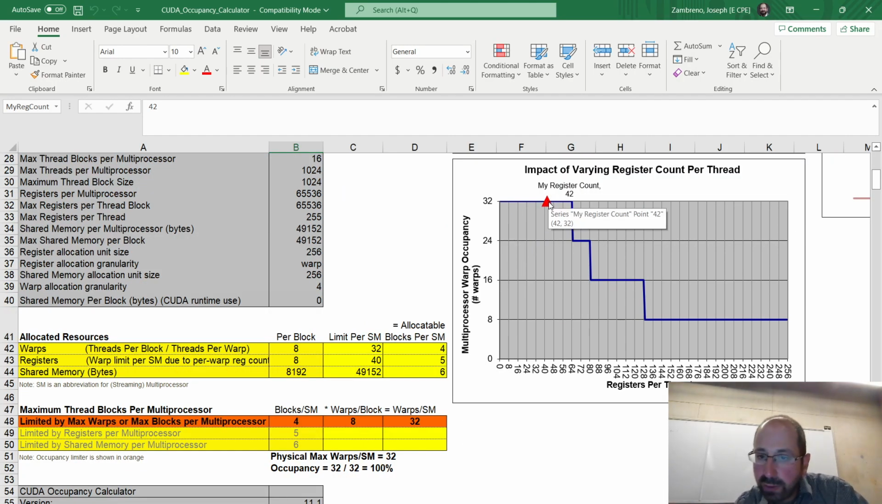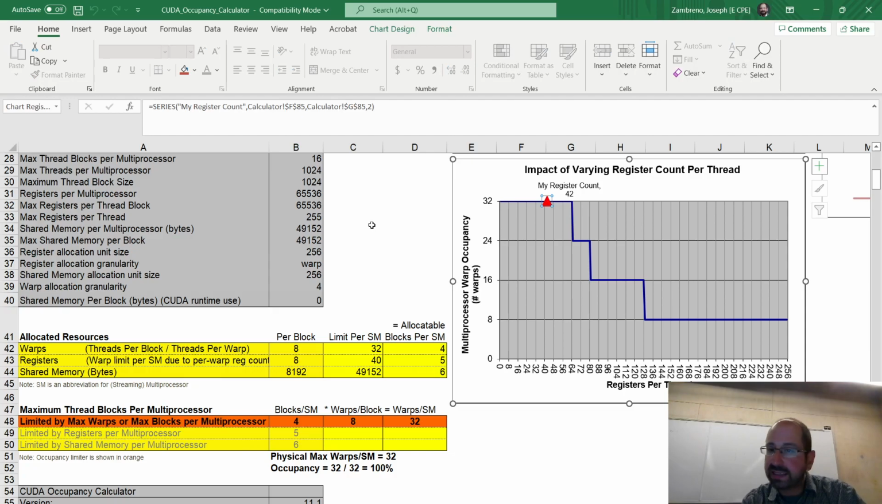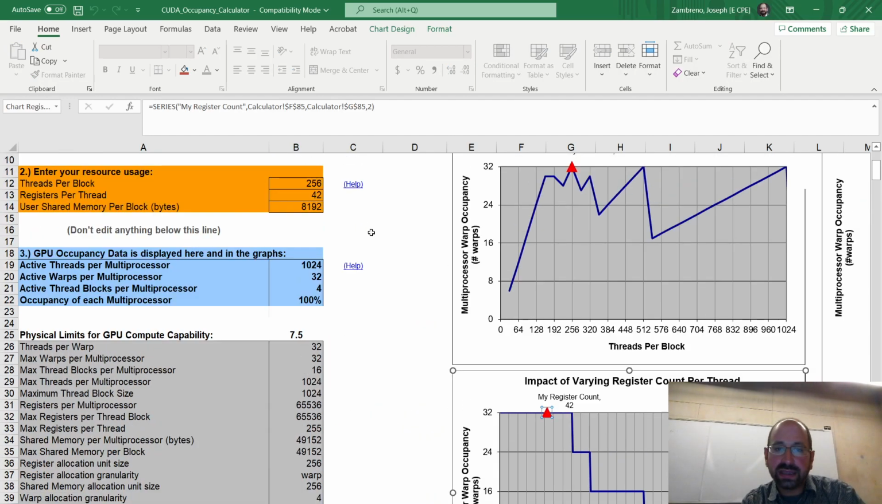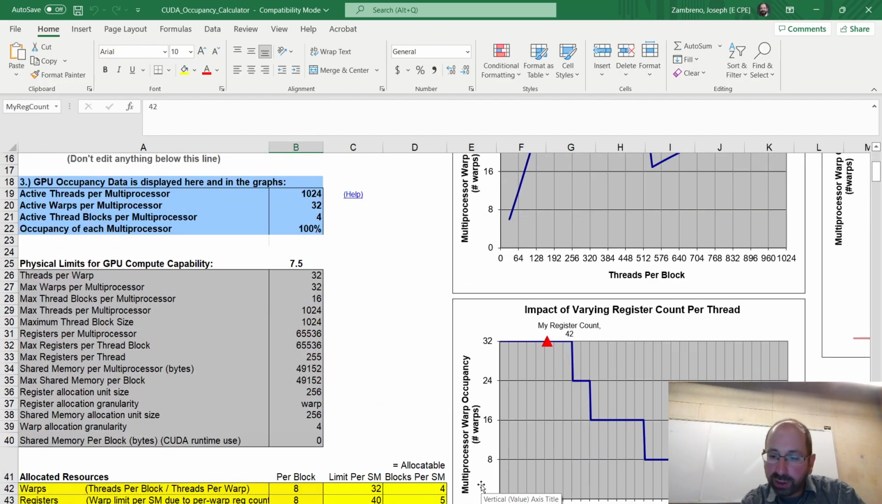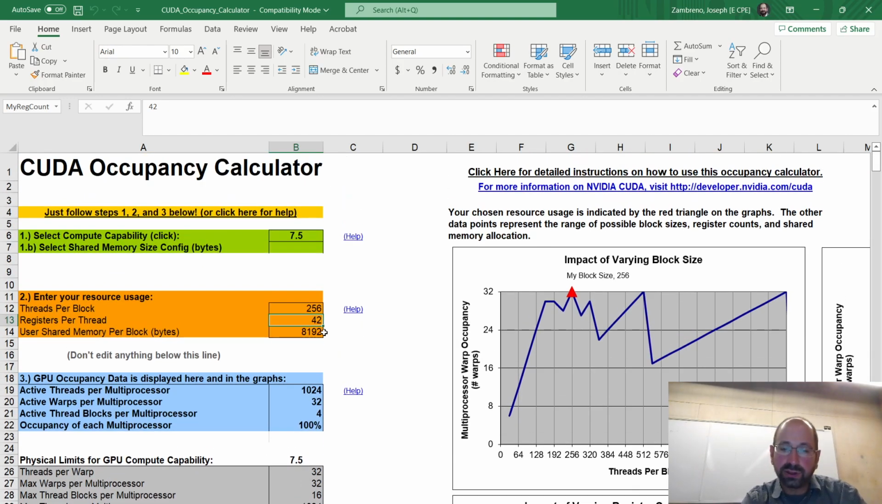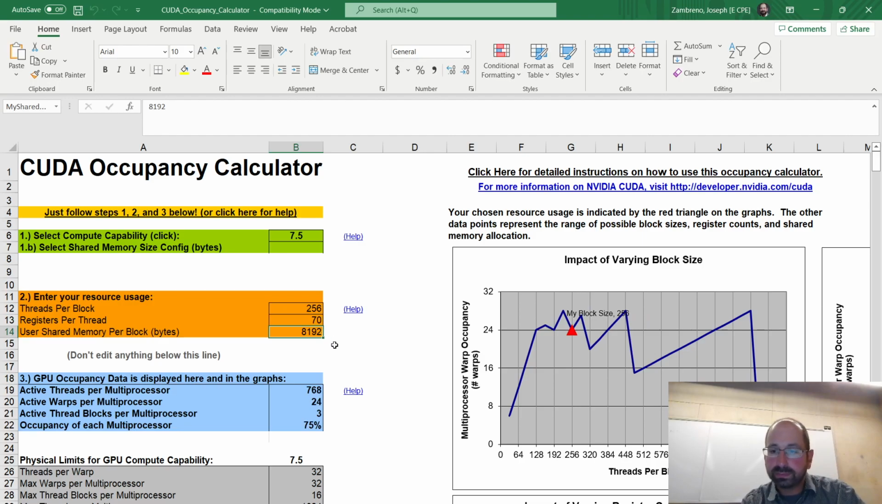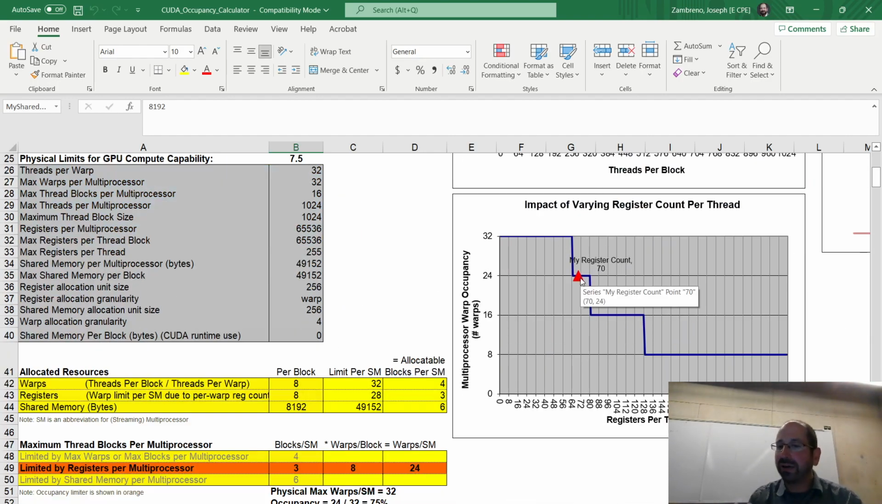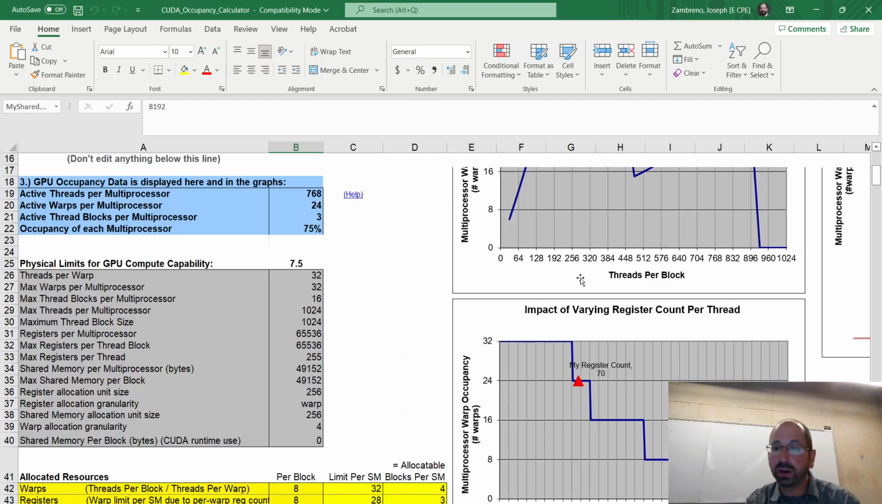With 42 registers, that's not a limitation. But just like in the example we showed at a very high level, if I were to go up to, let's say, 70 registers per thread, then we dropped down on our efficiency, and we went from being able to execute 32 warps in parallel to 24 warps in parallel, just by increasing the register count.